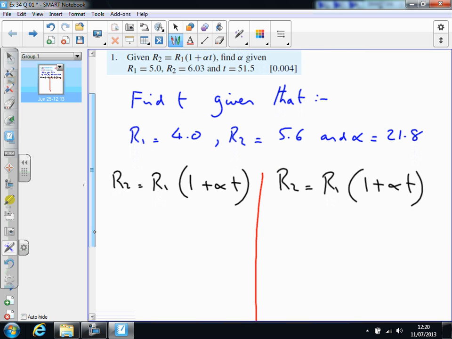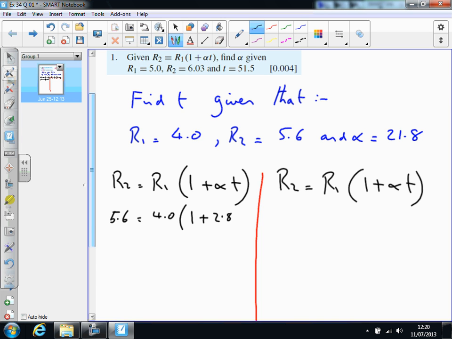So let's have a go. First of all, by putting the values in. So the first thing I would do is substitute in the numbers instead of the values in the formula. So R2 equals 5.6, R1 equals 4, brackets 1 plus alpha, which is 21.8, times t. You could expand out the bracket here, but probably the easiest thing to do is to divide both sides by 4, because this whole bracket has been multiplied by 4, so divide by 4. So 5.6 divided by 4 will equal 1 plus 21.8t. I no longer need the bracket.